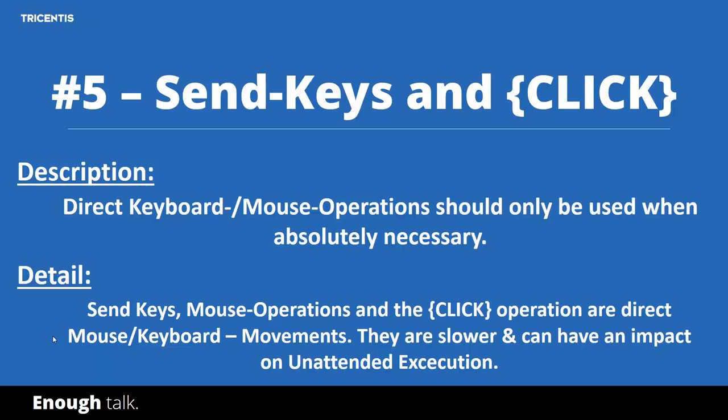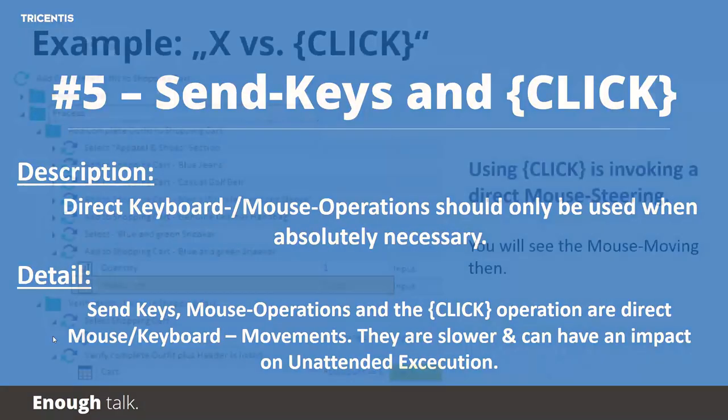Tosca supports, for example, for web automation, that direct events are fired, click events and stuff like that, so that keyboard and mouse operations are not necessarily needed. So you should only use them when necessary, because it takes longer to move the mouse or to send input than to directly run the click method or click event of a certain functionality, which will be much faster and much more stable.